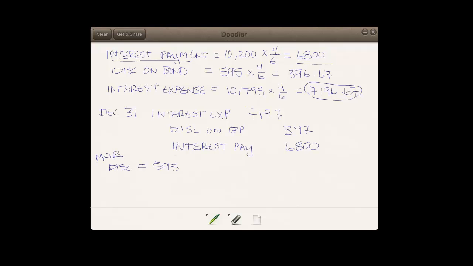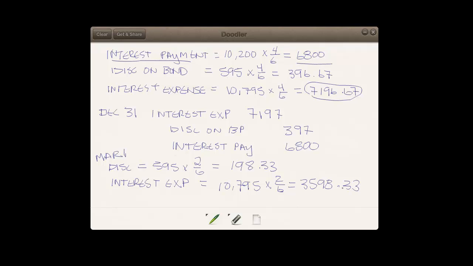This is for March 1st. Okay. Times 2 months out of 6 months. And that's $198.33. Okay, and then our interest expense is $10,795 times 2/6, which is $3,598.33.